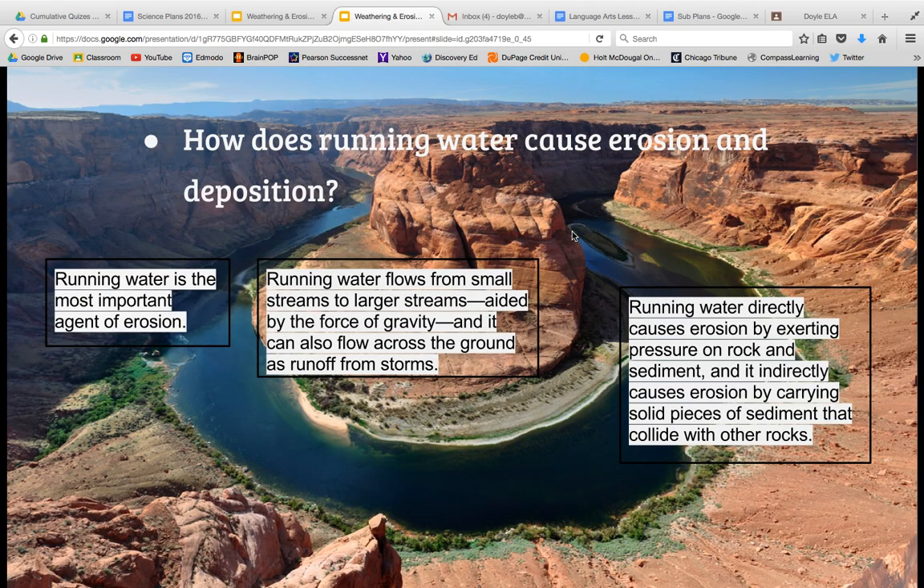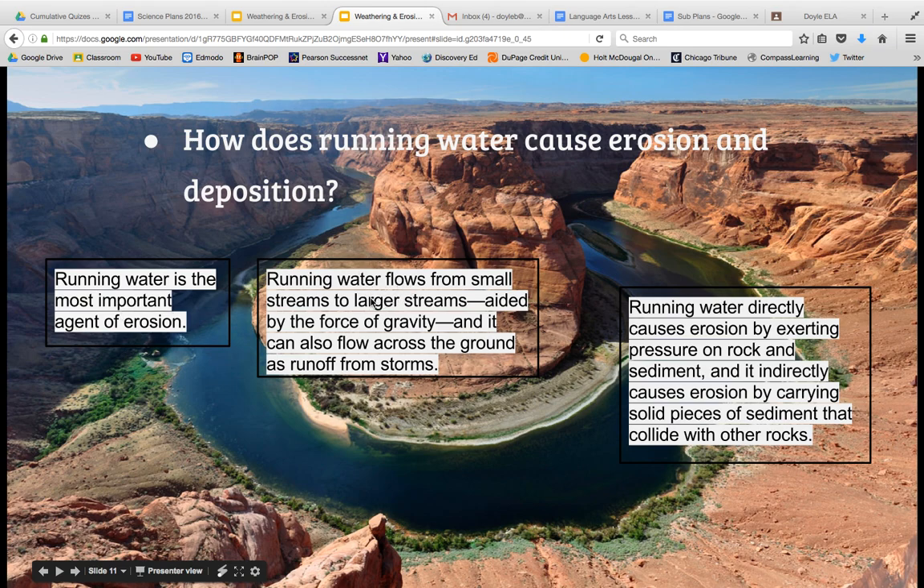How does that cause erosion? I wrote over here running. First off, the picture, I believe it is the Grand Canyon. It's this meandering part of the Colorado River. You can see how much it's worn away and eroded all these rocks along the side of the canyon. So running water is a very important agent of erosion.